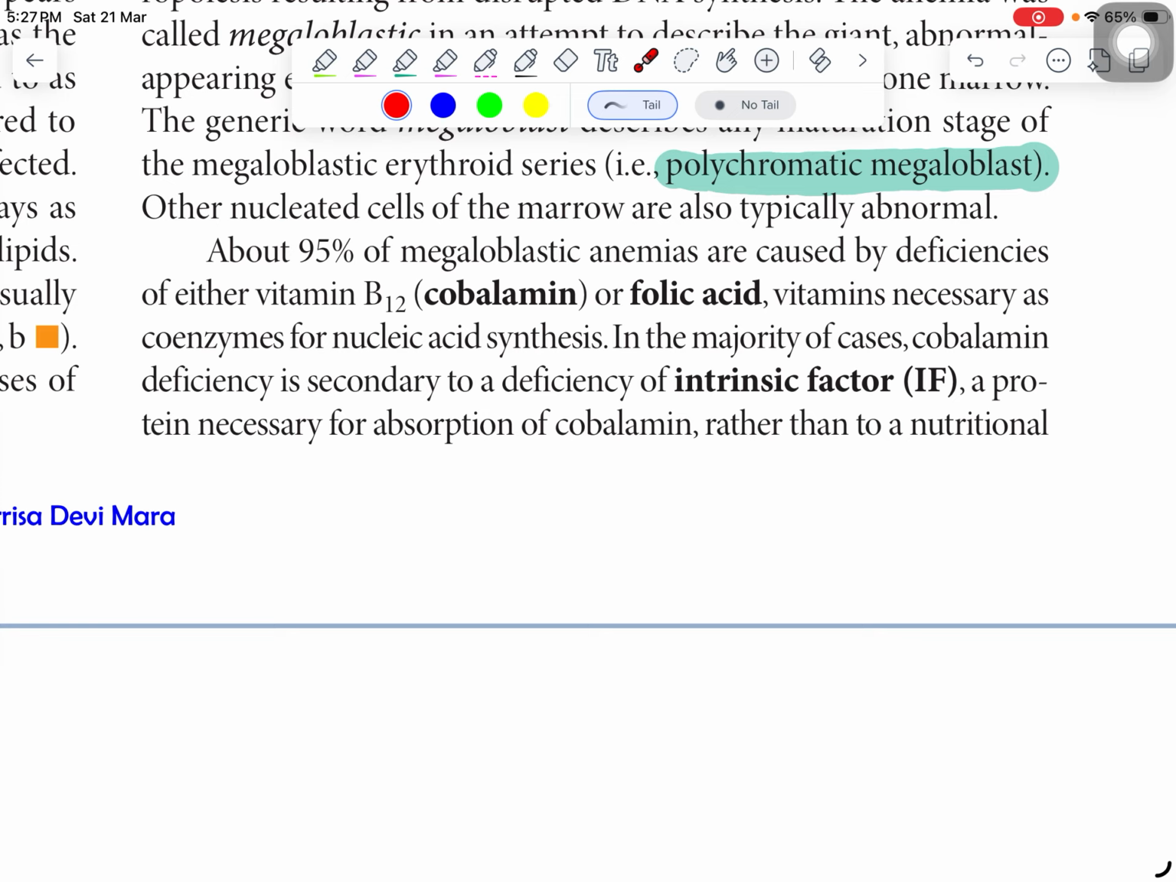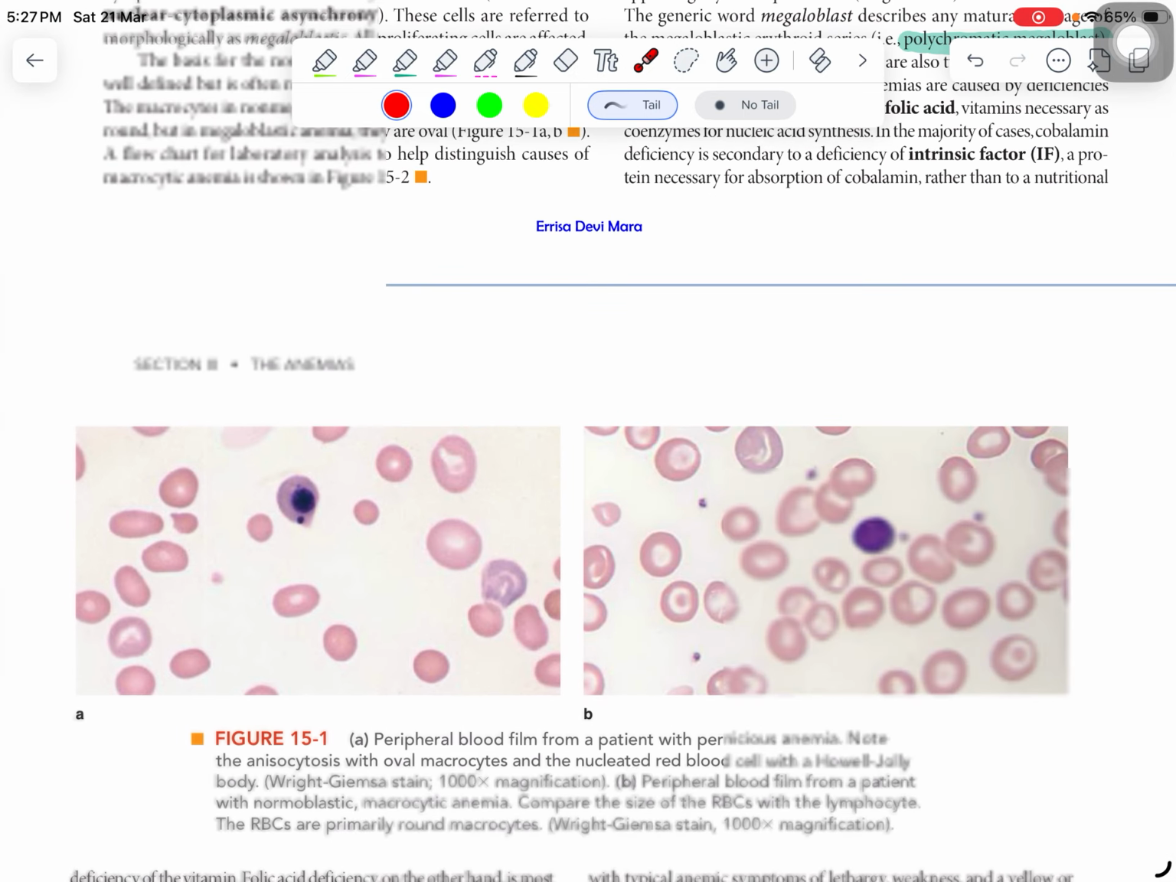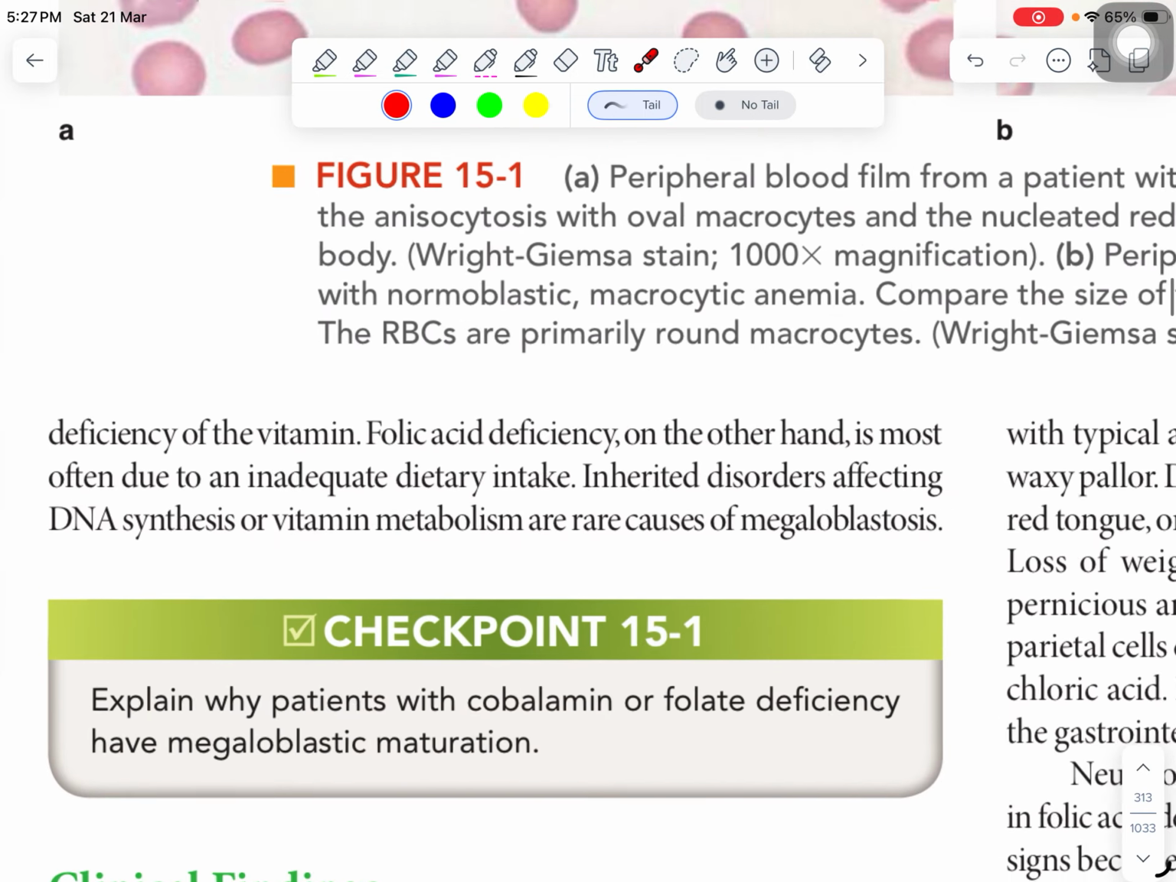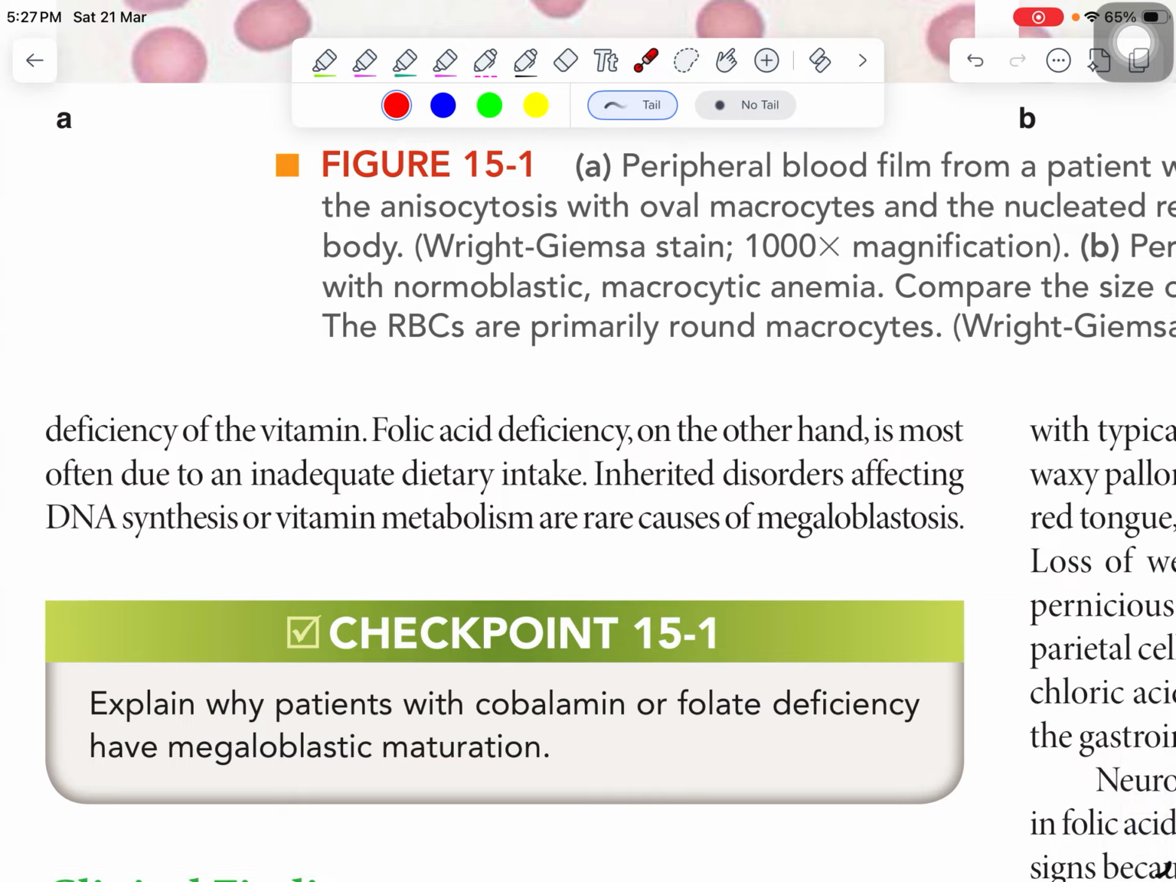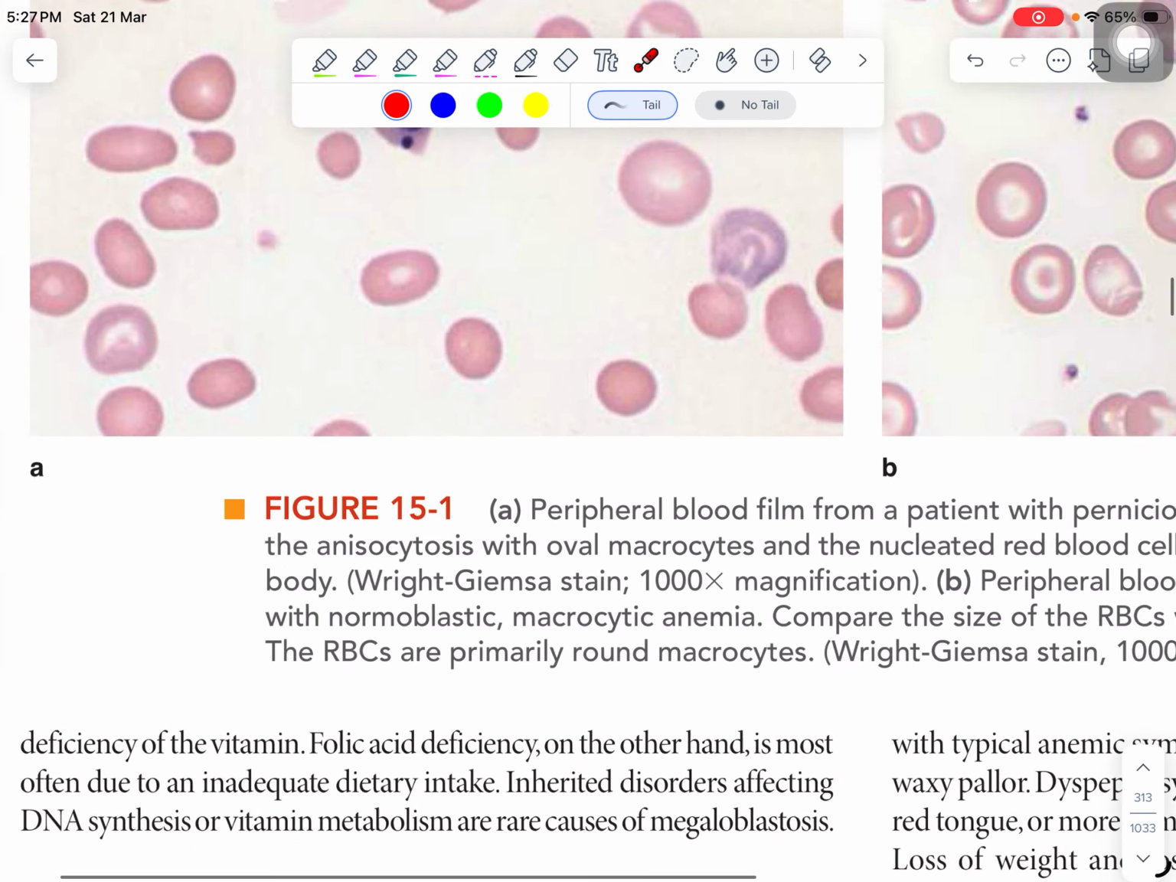In the majority of cases, cobalamin deficiency is secondary to a deficiency of intrinsic factor, a protein necessary for the absorption of cobalamin, rather than a nutritional deficiency of the vitamin. Folic acid deficiency, on the other hand, is most often due to an inadequate dietary intake. Inherited disorders affecting DNA synthesis or vitamin metabolism are rare causes of megaloblastosis.